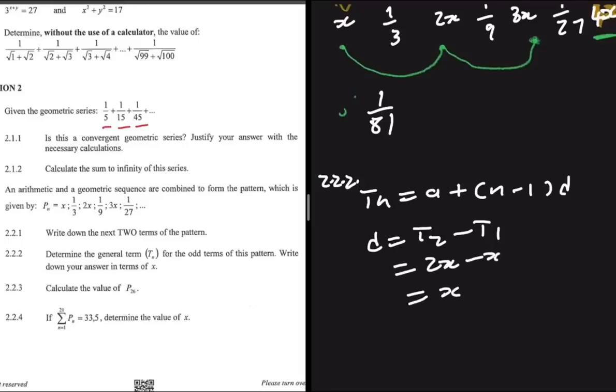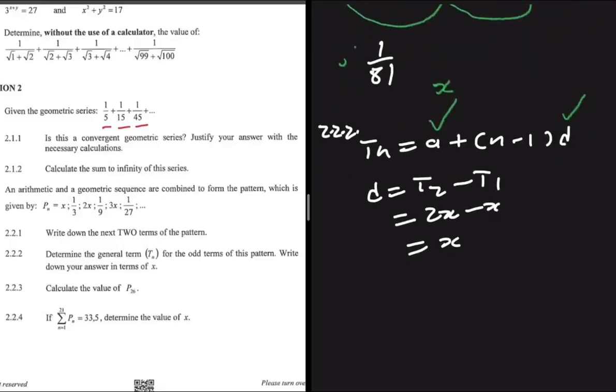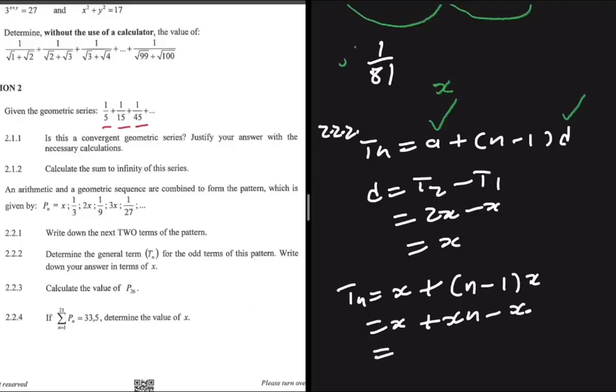So now we have d. What about a? a is the first term. That is x, so we can substitute in our equation. Tn is going to be equal to x plus n minus 1 multiplied by the difference, which is also x. So we're going to have x plus xn minus x. So Tn is just equal to xn. That is the general term for the odd terms of this pattern in terms of x.